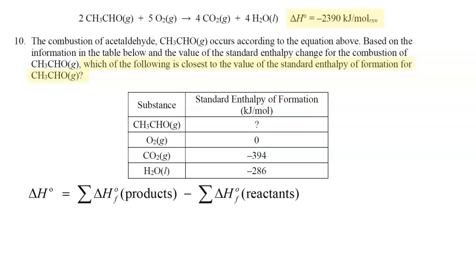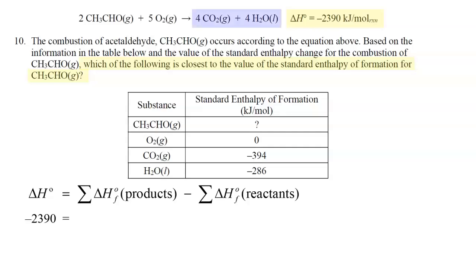And in question 10, we already know the value for the enthalpy change for the overall combustion reaction. So that is listed to the right of that balanced equation. So that delta H is negative 2,390 kilojoules per mole of reaction. So I'm going to put that on the left side of the equation. That's negative 2,390. Now let's take a look at the products.